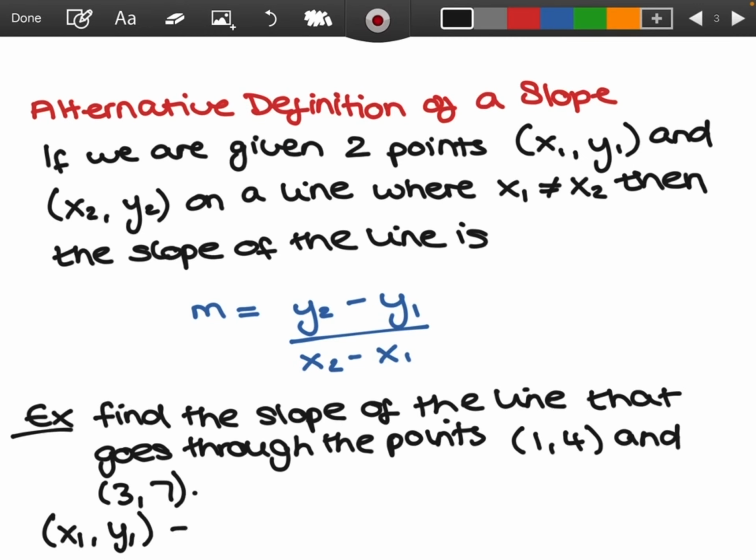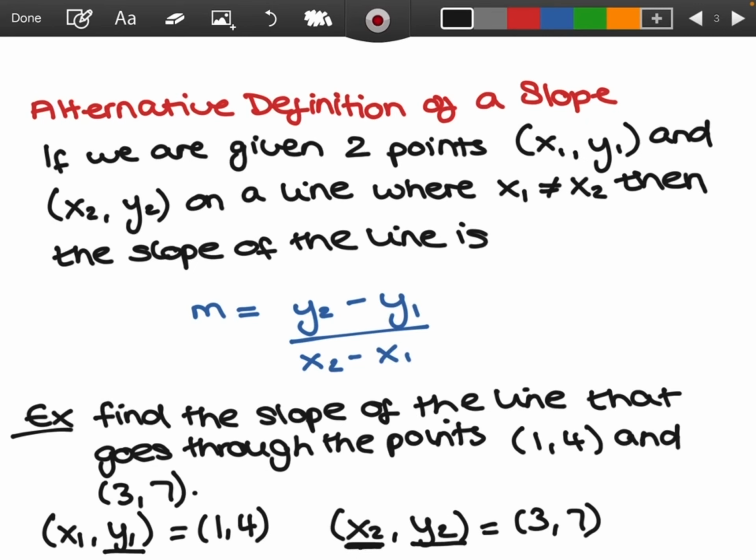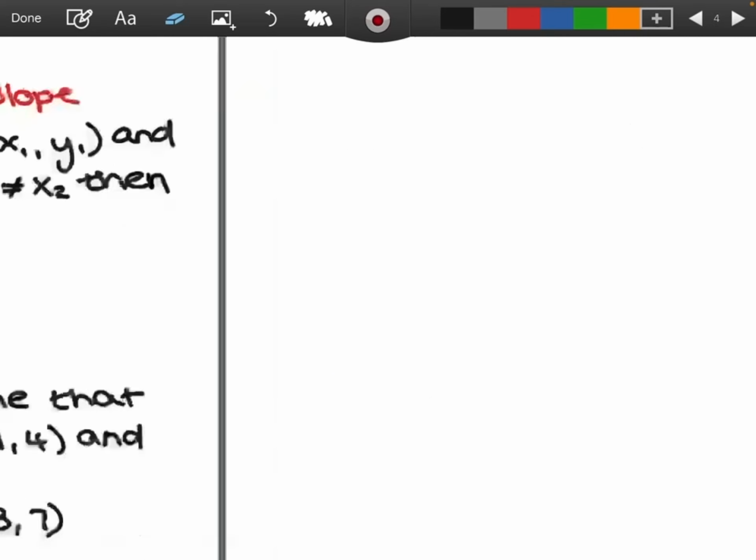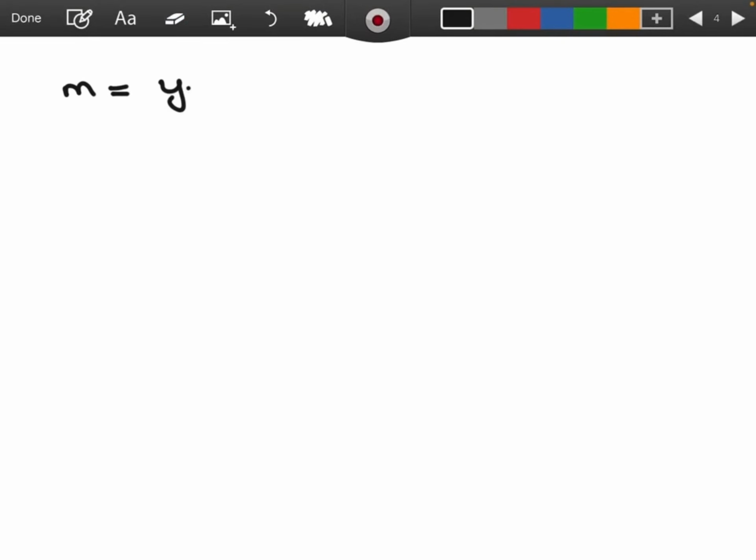So I'll call x sub 1, y sub 1 that first point that we had, and x sub 2, y sub 2 that second point that we had. Okay. Now remember which way around you put these. So we're going to do y2 minus y1 divided by x2, so that x coordinate, minus this x coordinate. So make sure you get them the right way around, because otherwise you will end up with a weird answer at the end. So m, we said our slope was y2 minus y1 over x2 minus x sub 1.